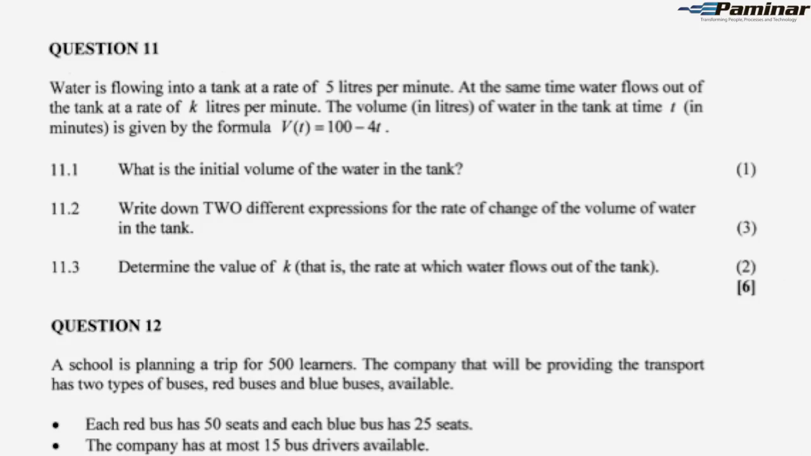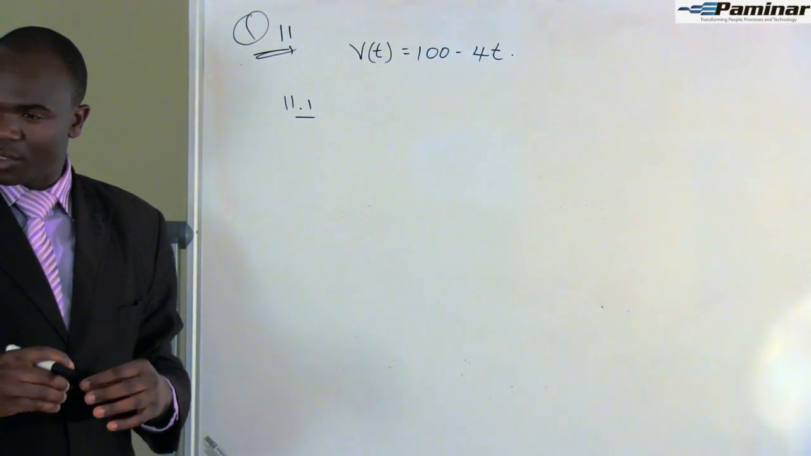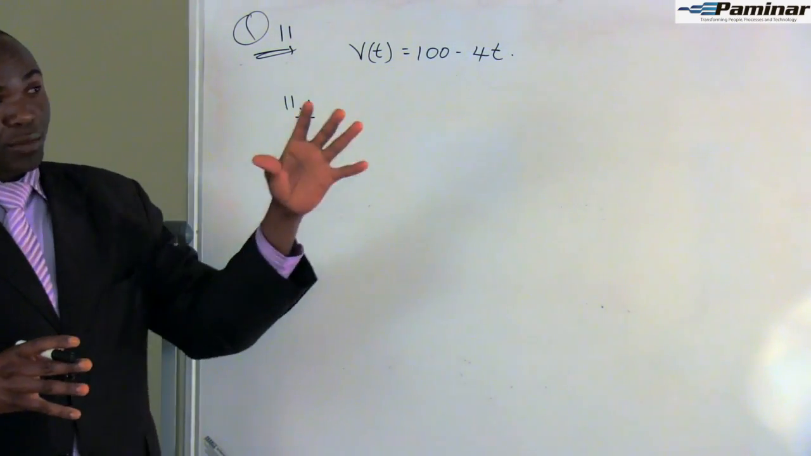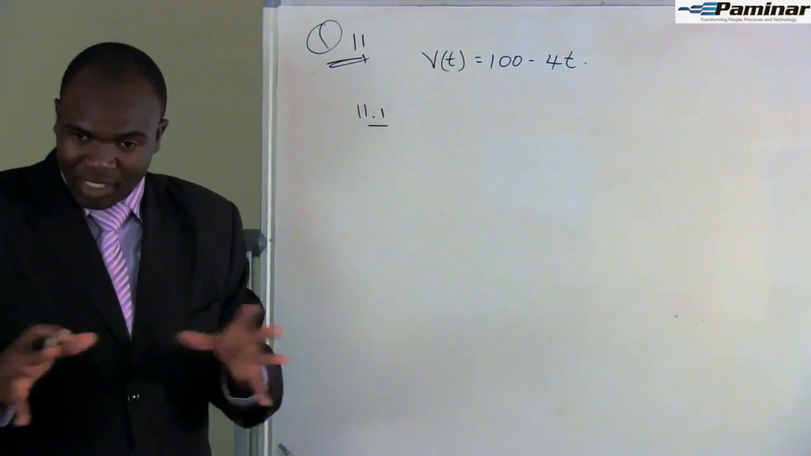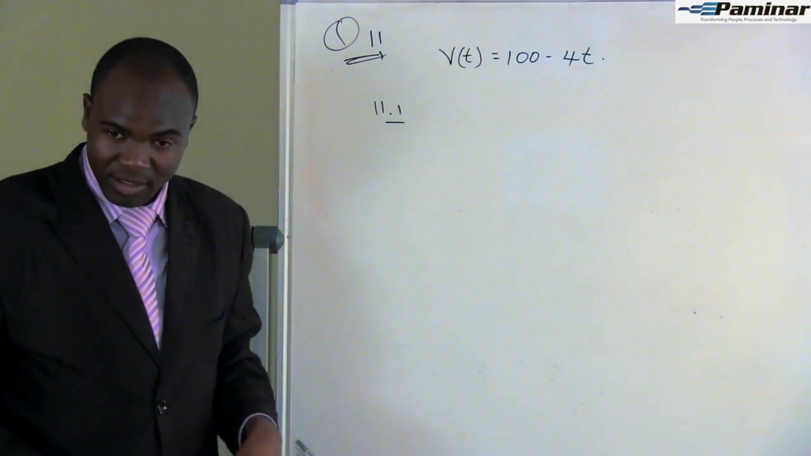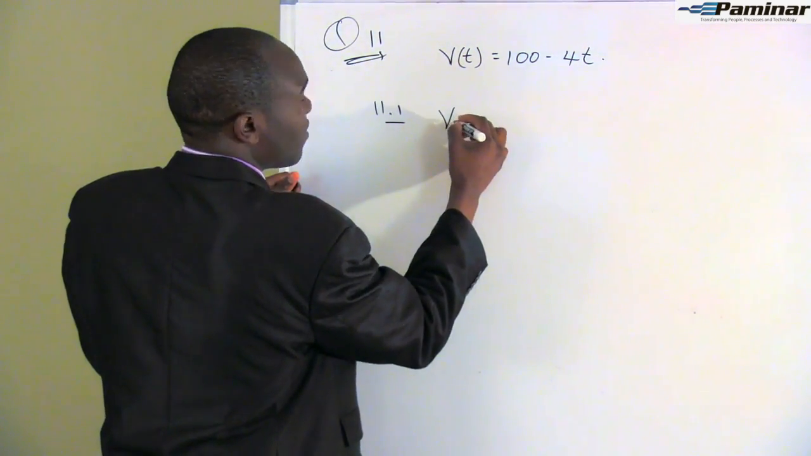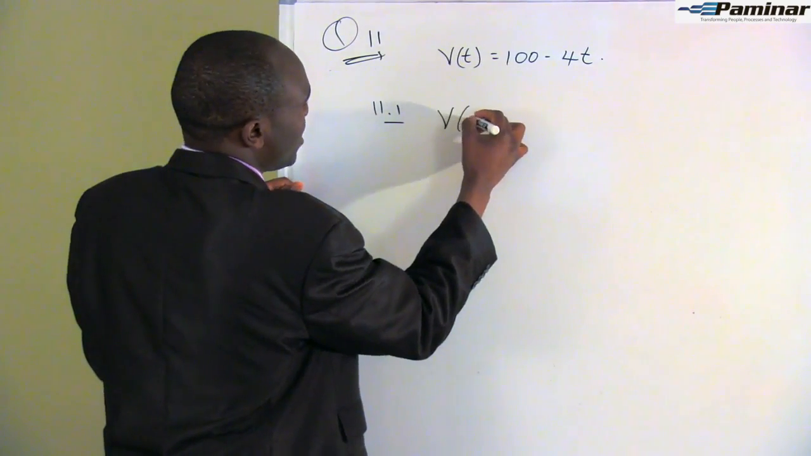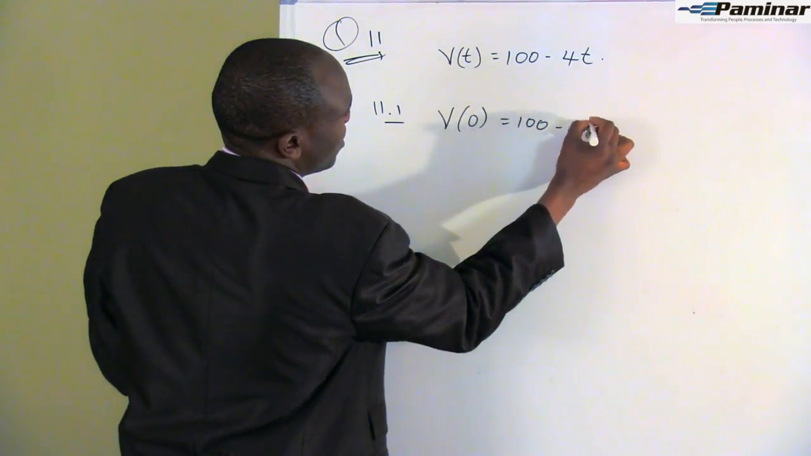Right. Okay, what is the initial volume of the water in the tank? When you are saying initial, what are we talking about? Before the water flows in and out, at the beginning. Remember, initial time is t0. So V0 is called 100 minus 4t.